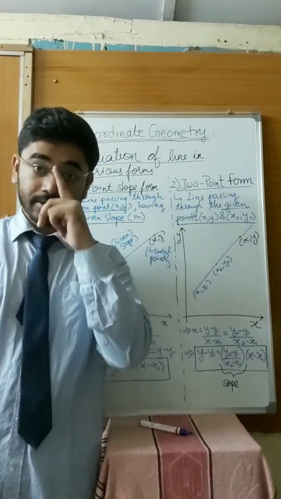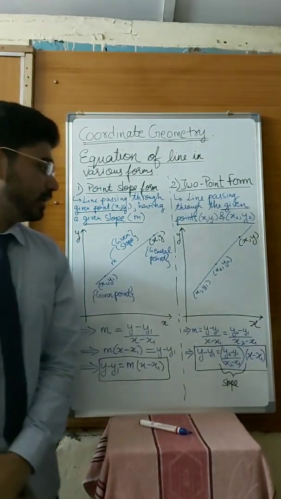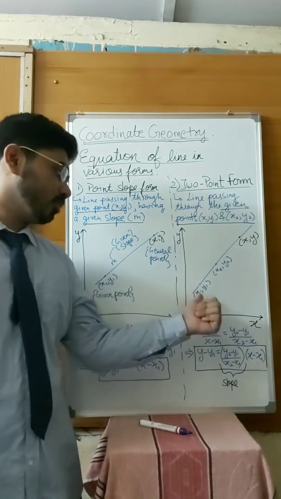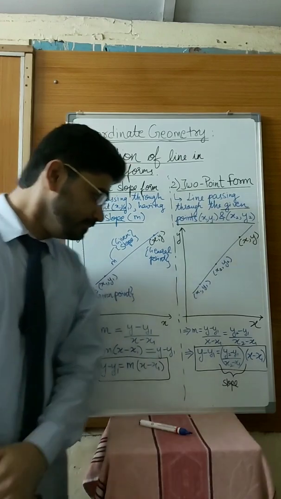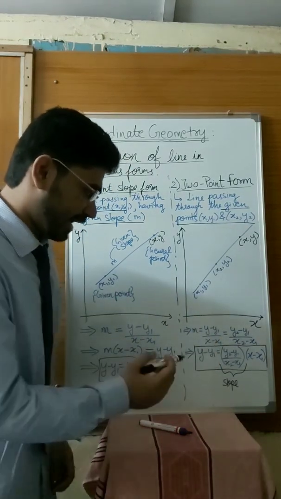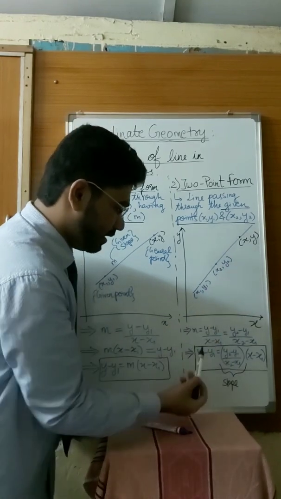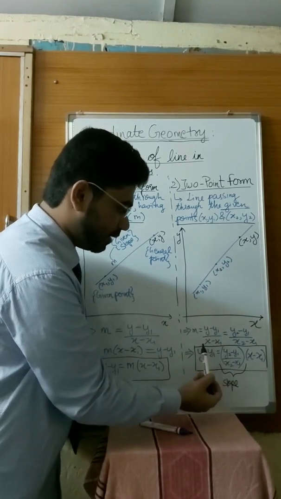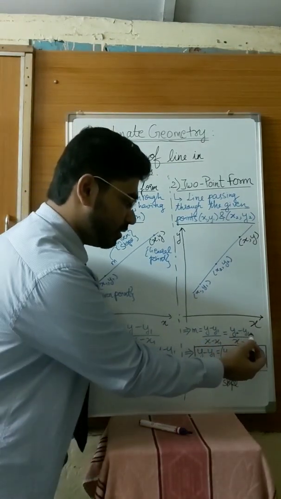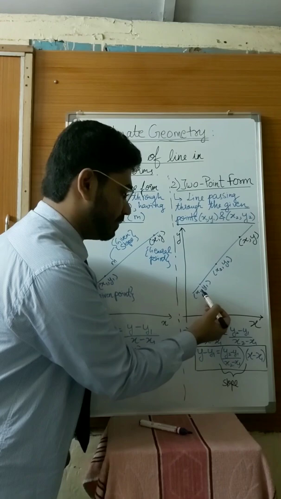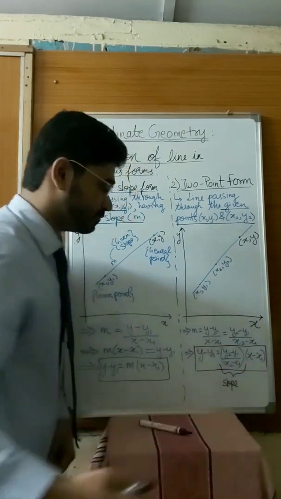For the equation of a line in 2-point form, the required information are the coordinates of the 2 points. Let's assume that the 2 points are (x1, y1) and (x2, y2), and let's assume that the general point on this line is (x, y). Writing the slope of the line joining (x1, y1) and (x, y), the slope will be given as (y minus y1) upon (x minus x1). Now writing the slope of the line joining (x1, y1) and (x2, y2), you can write the slope is (y2 minus y1) upon (x2 minus x1).